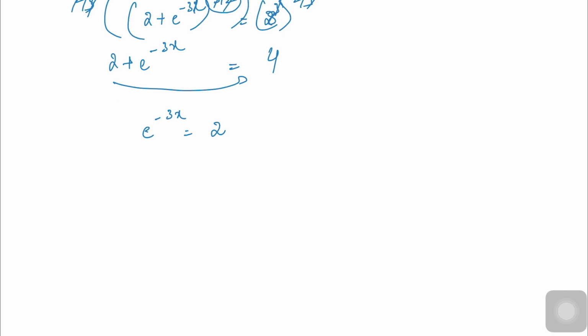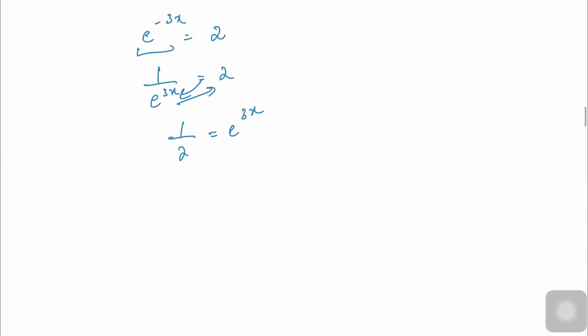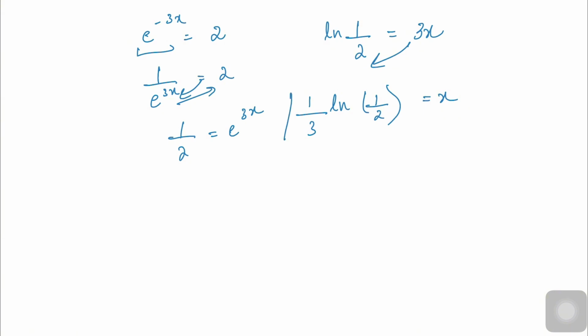Then we'll be solving this. So this would be e power 3x equals 2. This would go over there, and this will be multiplied over here. So this would be 1 over 2 equals e power 3x. Applying ln on both sides, we'll be getting ln 1 over 2 equals 3x. This 3 would be divided. So ln 1 over 2, times 1 over 3, equals x. So this is our final answer.